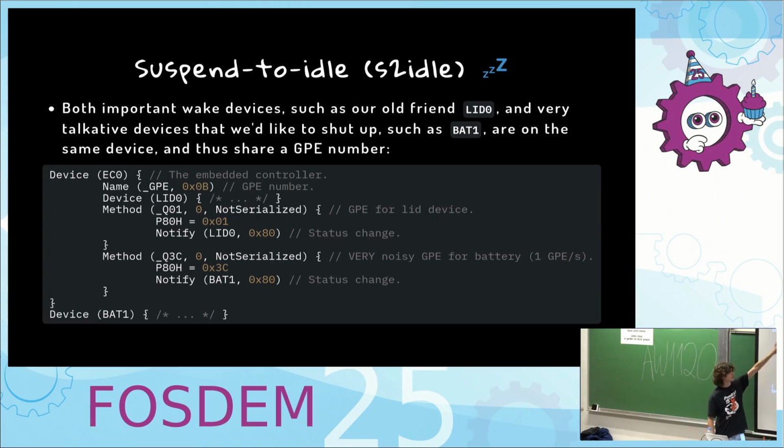So for example, here you can see on the embedded controller device, you have your lid notifications and your battery notifications. The battery in normal running, at least on my laptop, sends a GPE every second. So this would interrupt the CPU every second. And you can't mask that out, because if you mask that out, then you wouldn't be able to detect when the lid opens to break out of idle, which is obviously a bit of a problem.